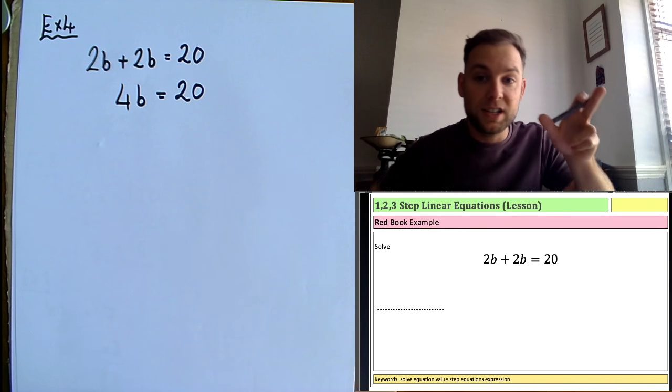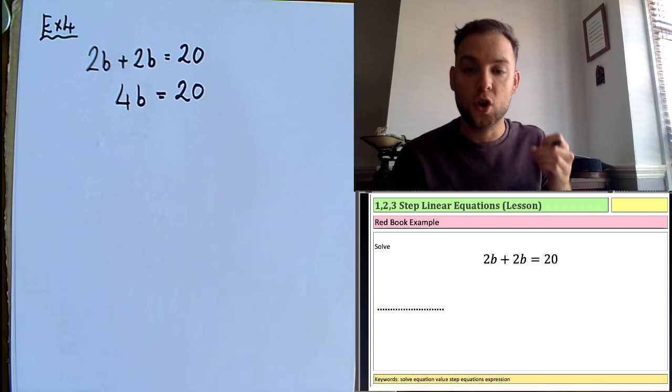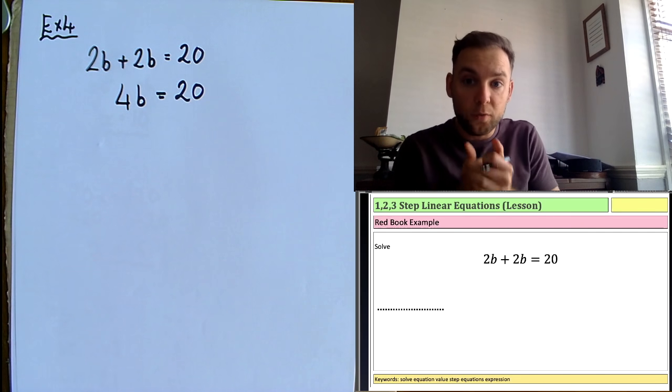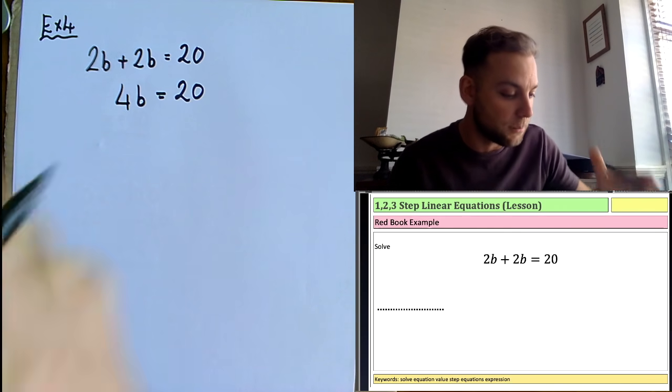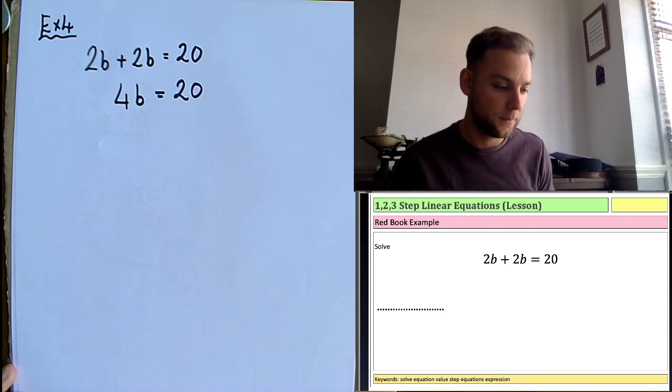And remember, the question's asking us to solve. So what does the word solve mean? Well, solve means to find the unknown. And in this case, I'm trying to find out what b is.